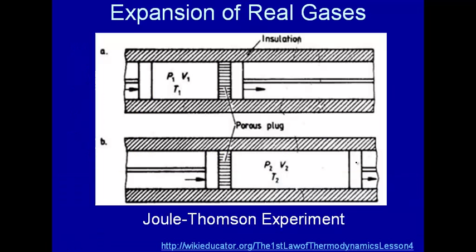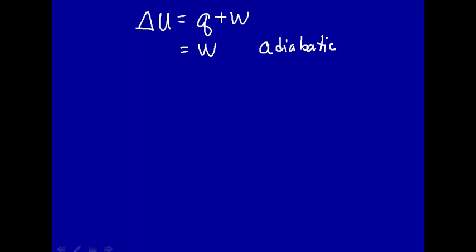Just to refresh our memories, here's the system, the initial state, and the final state. We pushed all the gas through here. There's a different pressure, volume, and temperature on the right-hand side. Let's start by looking at the first law of thermodynamics. So ΔU is equal to Q plus W. And now this is equal to W, because we're assuming that's an adiabatic process.